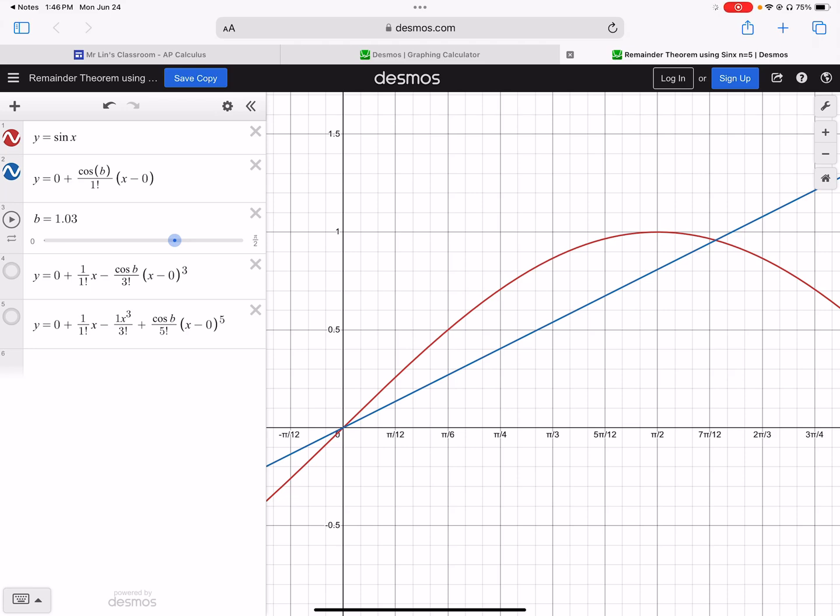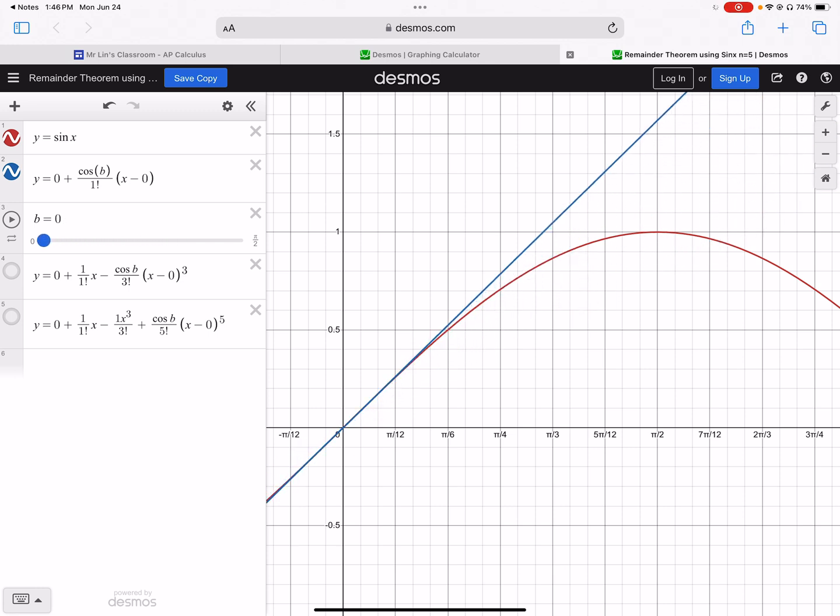What we have here is in red the graph of sine x, and in blue we've got our Taylor approximation. In this case, we're only going to use the very first term of our Taylor approximation, 0, and then the next term represents our remainder term, where we can change the value of b to get us either closer or farther away from that point.